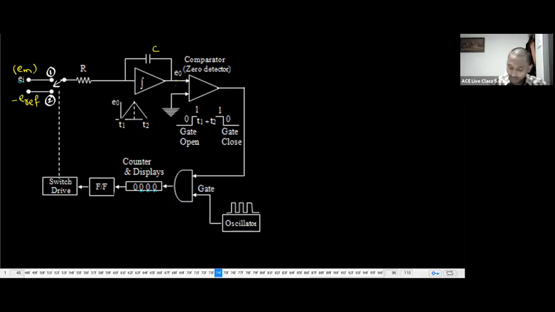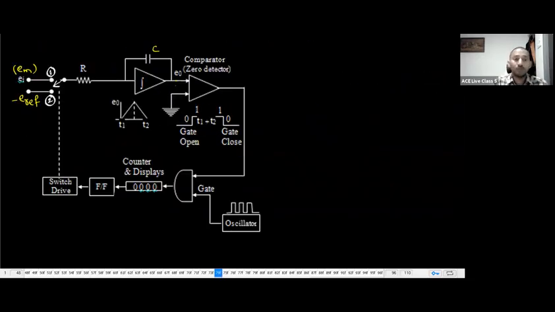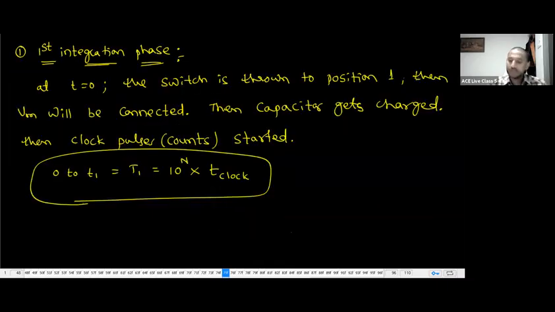That is what I'm giving now. First integration phase at t equal to 0. What happens here? At t equal to 0, the switch is thrown to position 1. The operator will throw it to position 1, as I told you already. Then VM will be connected. Input will be connected. VI will be connected as you wish, VM or VI, no problem.